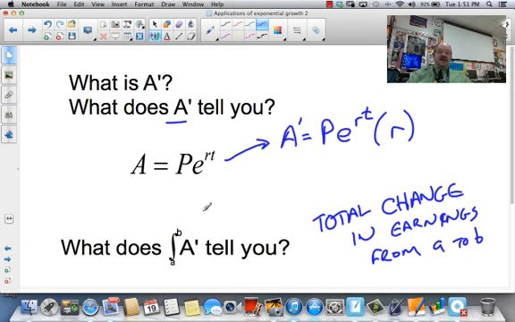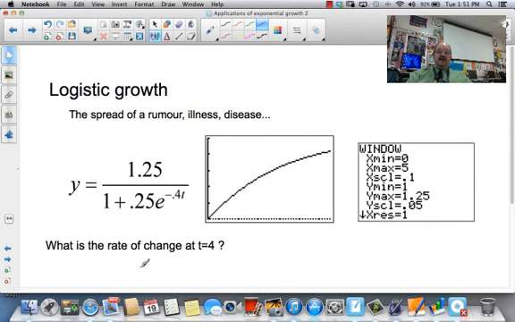We'd integrate from 5 to 10 if we have this rate of change. Okay, so there's this thing called logistic growth, which is another application of exponential growth. It basically deals with the spread of a rumor, an illness, or a disease, or something like that. And the equation looks like this.